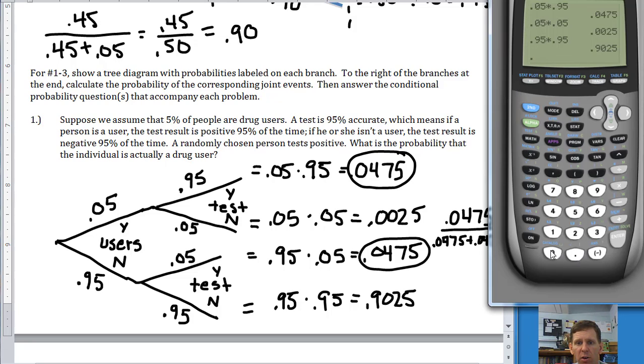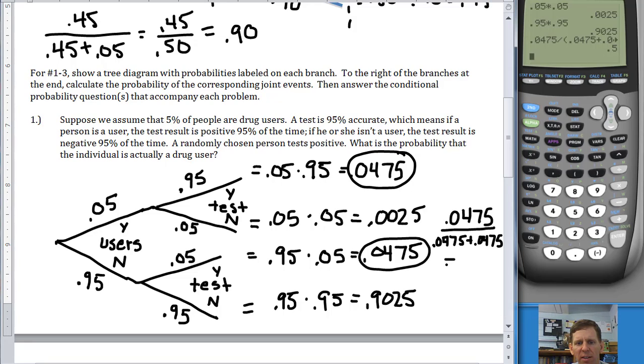And if you take 0.0475 and divide it by the sum of 0.0475 plus 0.0475, you get a surprising result, and this might be a little bit worrisome, especially for those people that aren't actually on drugs. You get 0.5. 50% of the time, if a person tests positive, they're actually a drug user. Which means that 50% of the time, if you test positive, you aren't. So that might be a little bit worrisome, and that's what happens with an example like this.